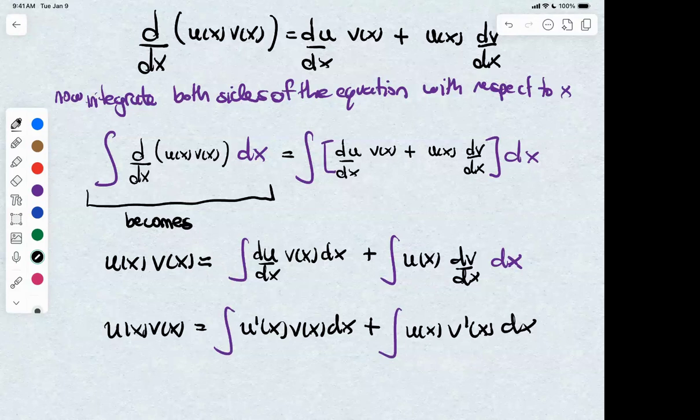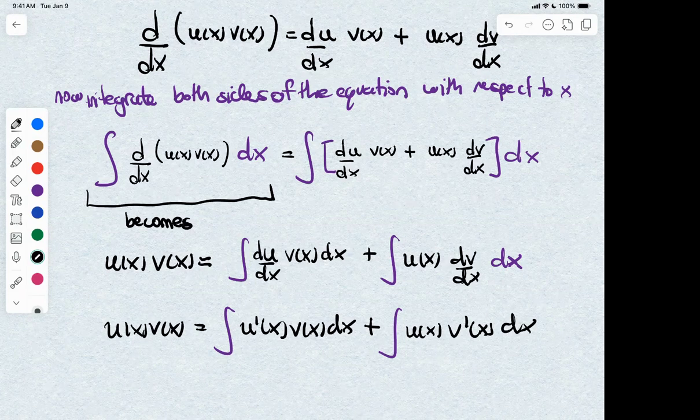Now, the point of integration by parts, and I'll illustrate that with a bunch of examples implementing this formula, is that depending on what u and v end up being, maybe one of these two integrals is actually easy to do. And so it gives you a way to find a harder integral in terms of a product and an easier integral.